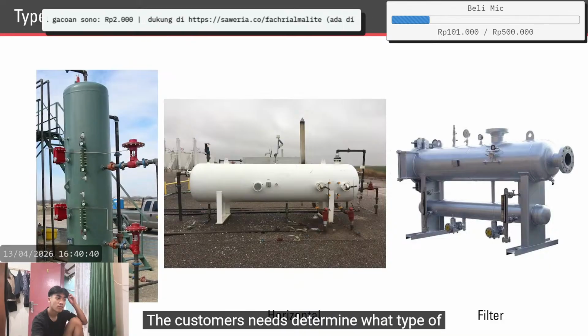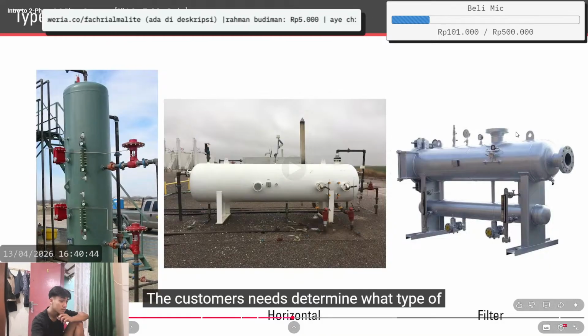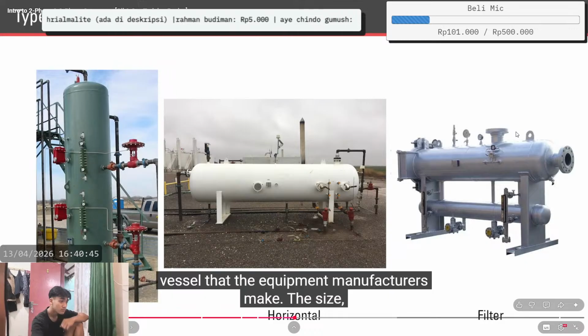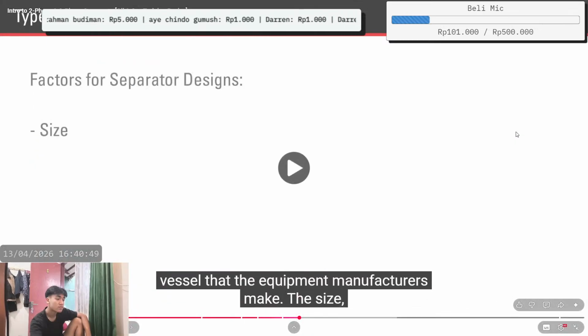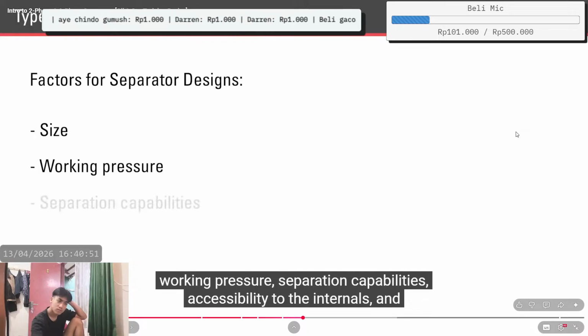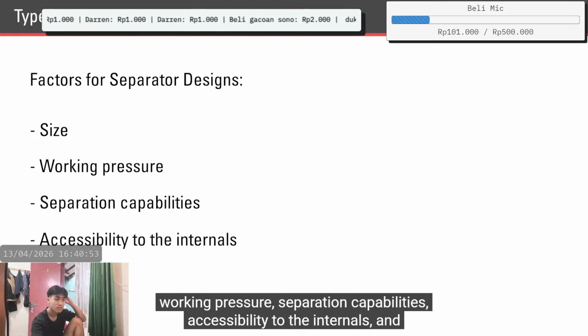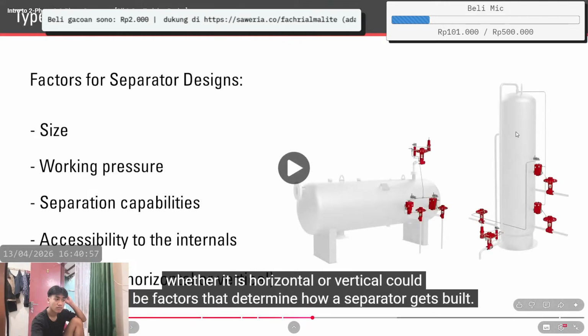Here are a few pictures of common styles of separators. The customer's needs determine what type of vessel the equipment manufacturers make. The size, working pressure, separation capabilities, accessibility to the internals, and whether it's horizontal or vertical could all be factors that determine how a separator gets built.